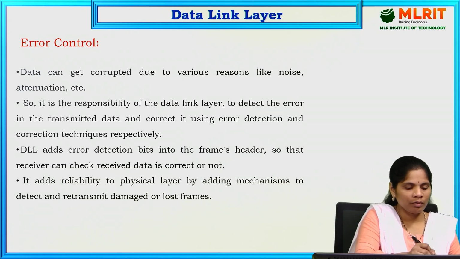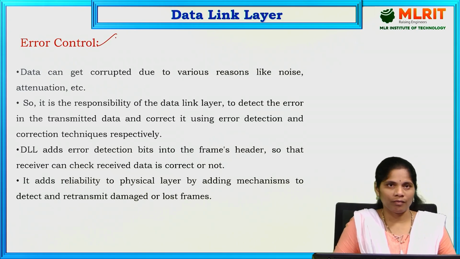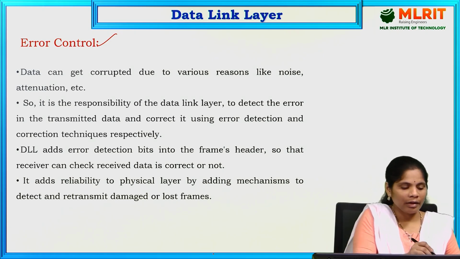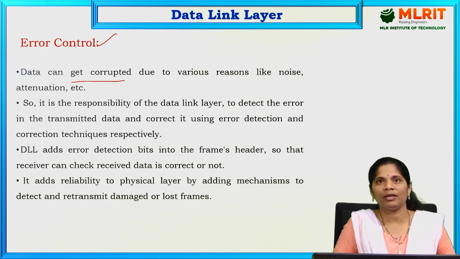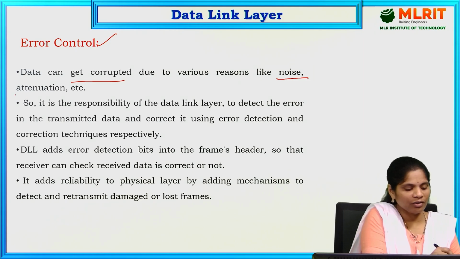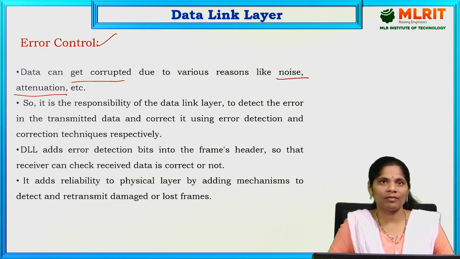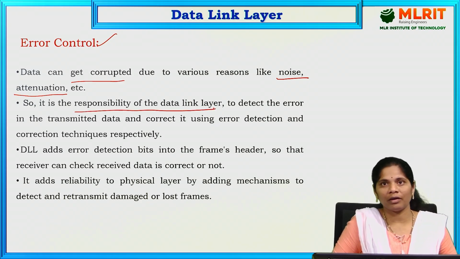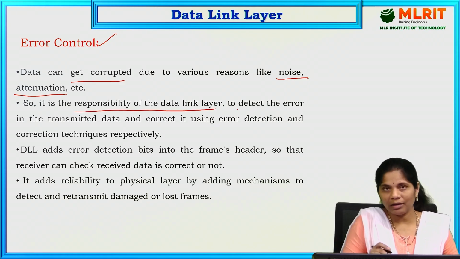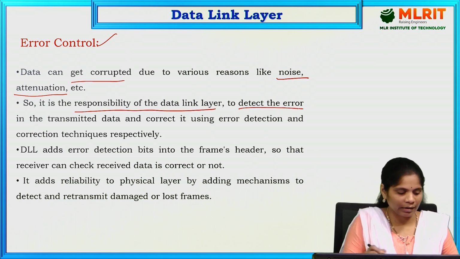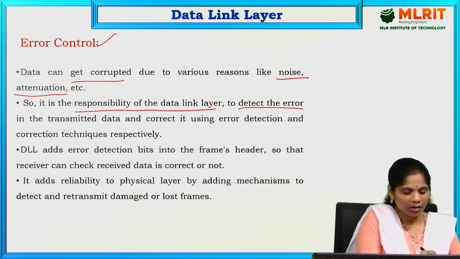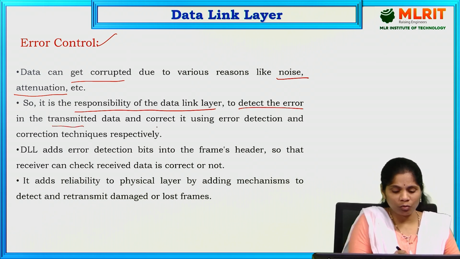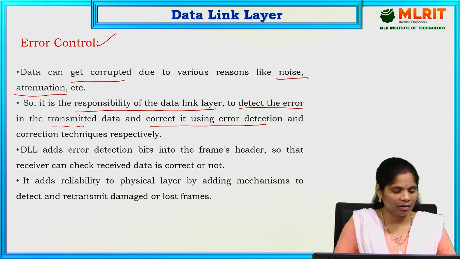And coming to error control. What is error control? Whatever data is sent from the network layer to the data link layer may get corrupted, for various reasons like noise and attenuation. So it is the responsibility of the data link layer to handle error control. First, you have to detect where exactly the error is, and correct the transmitted error using error detection and correction methods.